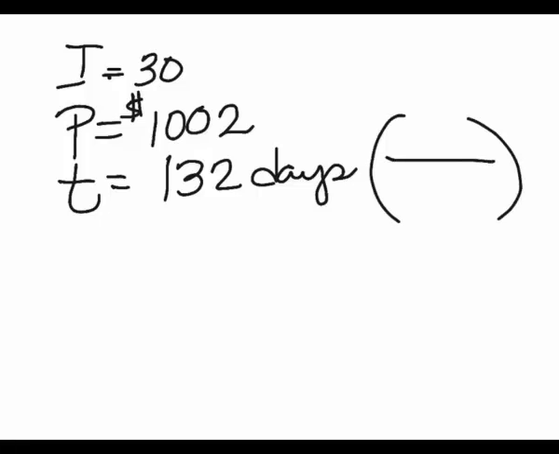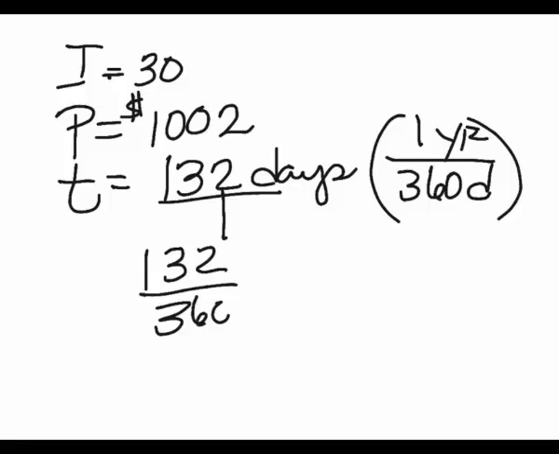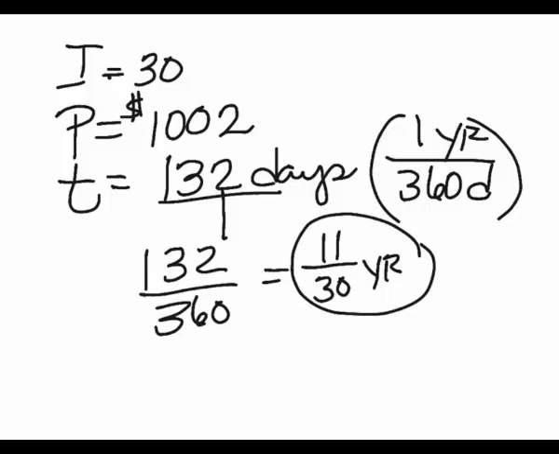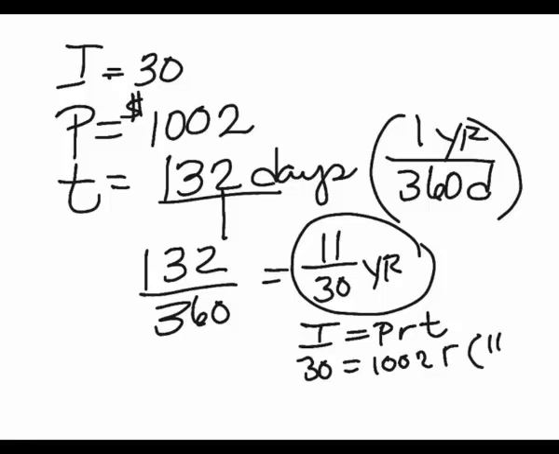I know that in 1 year, they told me there's 360 days. Okay? So remember, this is over 1. So I'm going to have 132 over 360, which gives me 11 over 30 years. Okay, so there's my T. So all I'm missing is R, which is what we're looking for. We're looking for the rate. So I'm going to write down my formula. I equals PRT. I'm going to fill in everything I know. 30 equals 1,002. We don't know what R is, so that's going to stay R. But we know T is 11 over 30.